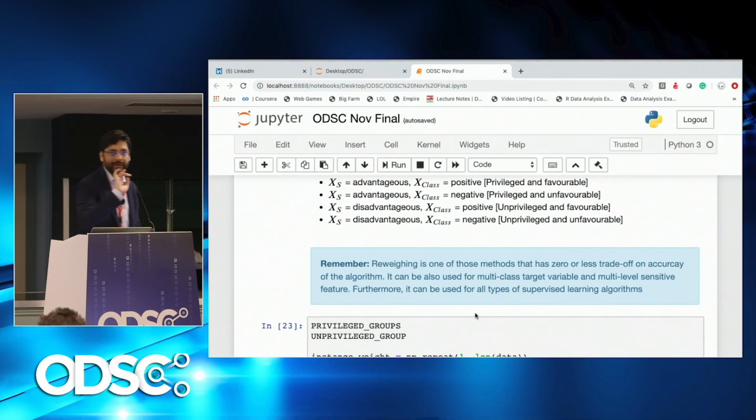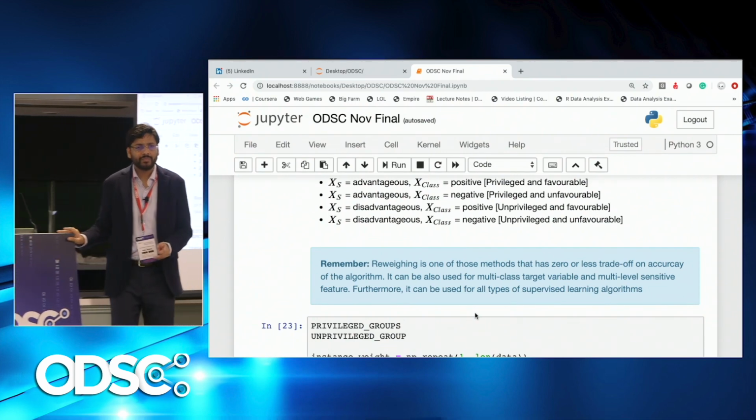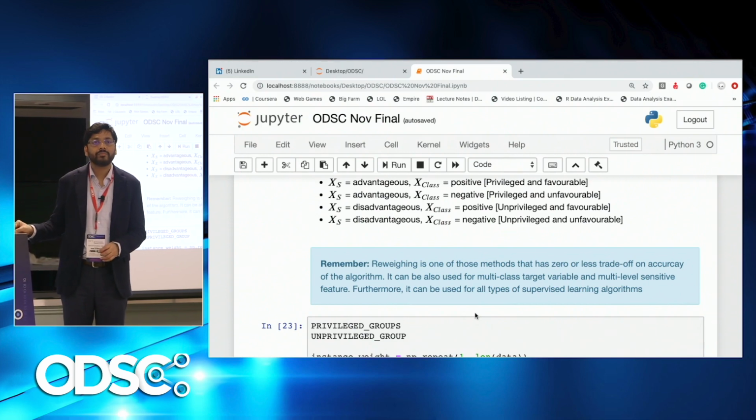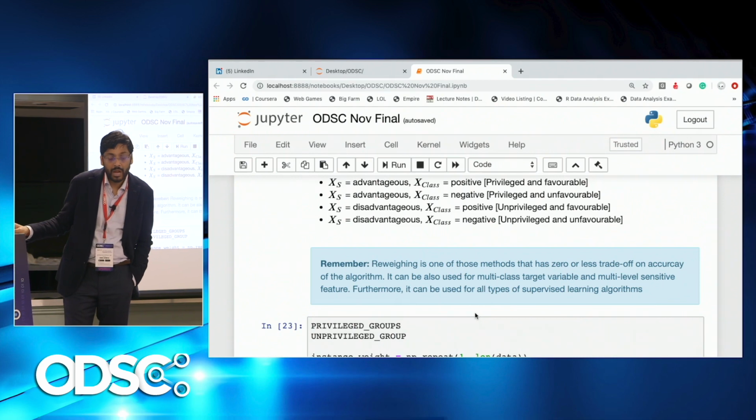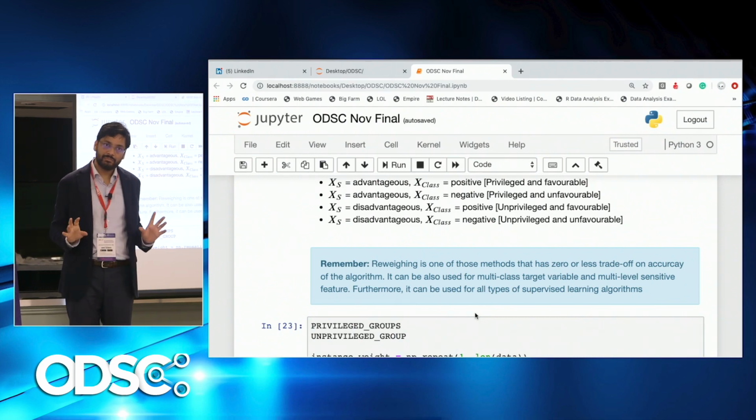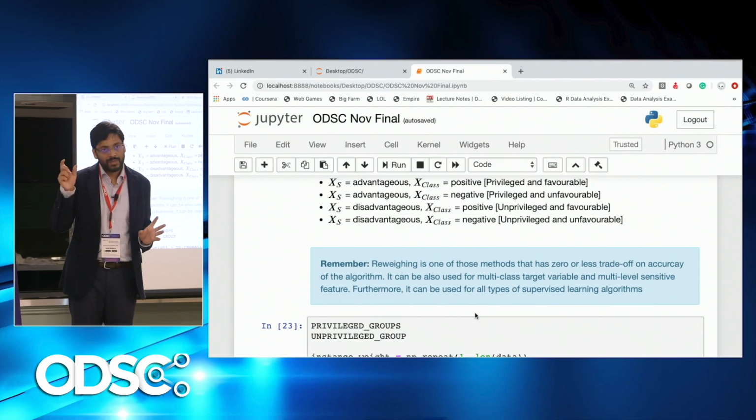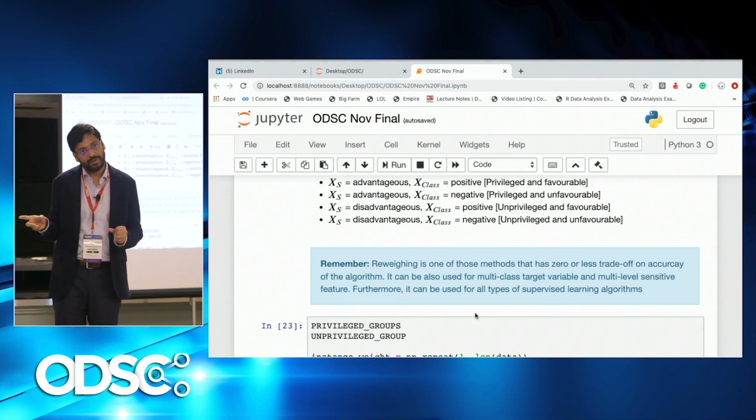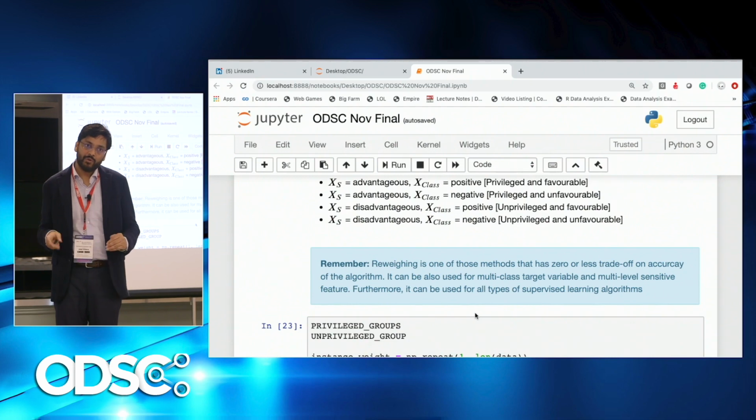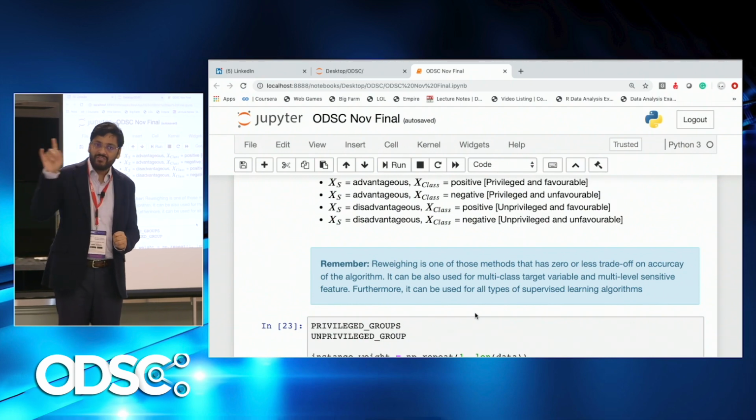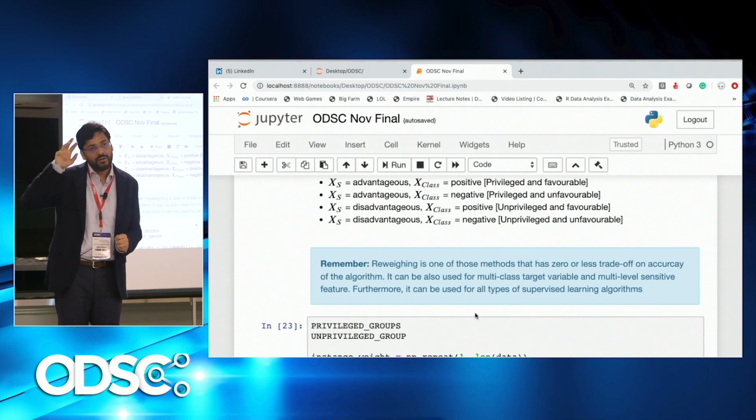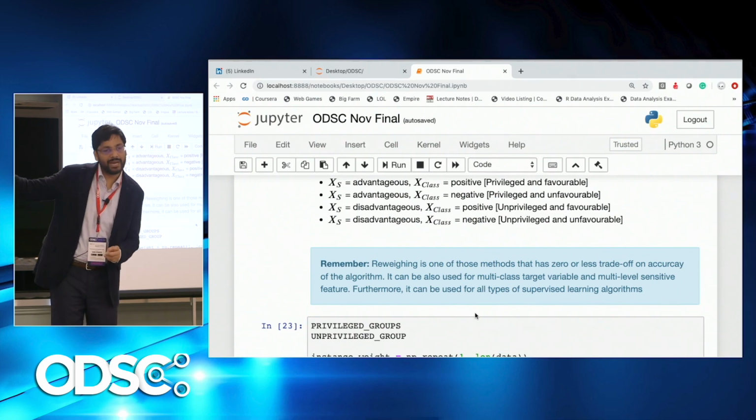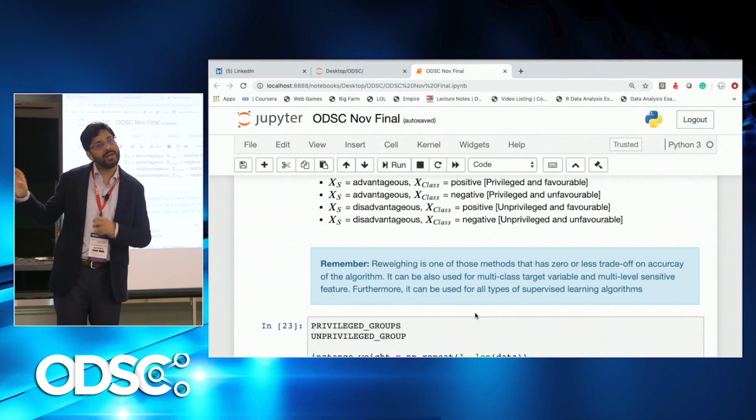Okay, so I'm taking your algorithm, let's say logistic regression algorithm. It has something called a sample weight. It is a parameter called sample weight. So for all the samples, wherever it is male favorable, I'm giving some weight. For male unfavorable, I'm giving some weight. For female favorable, I'm giving some weight. Or female unfavorable, I'm giving some weight.